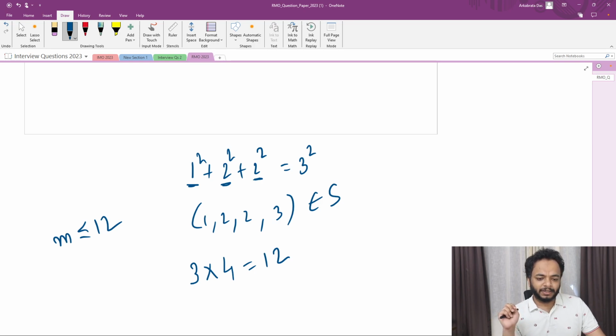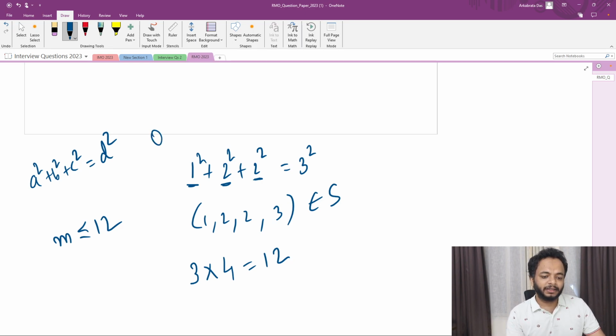So talking about even numbers, let's go with the help of modulo 4. I have a square plus b square plus c square is equal to d square. Now when I divide any perfect square by 4, either the remainder is 0 or the remainder is 1. When it's an odd number, the remainder is 1, and when it's an even number, the remainder is 0. As simple as that. Now try to look at the combinations possible.